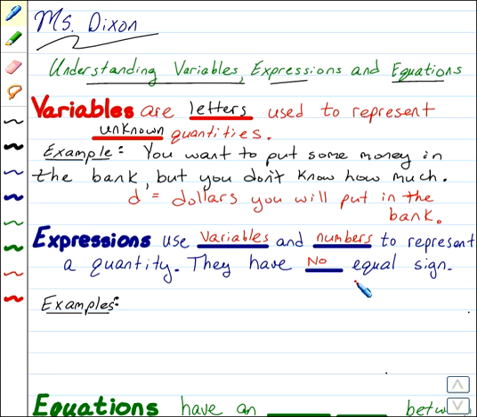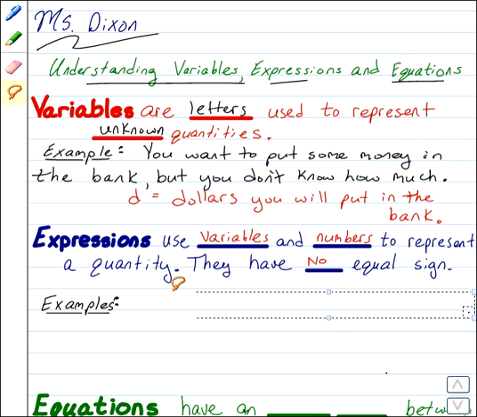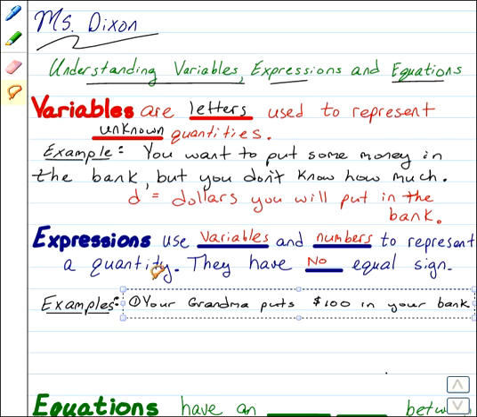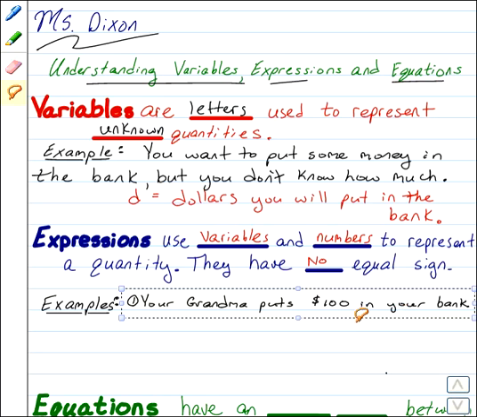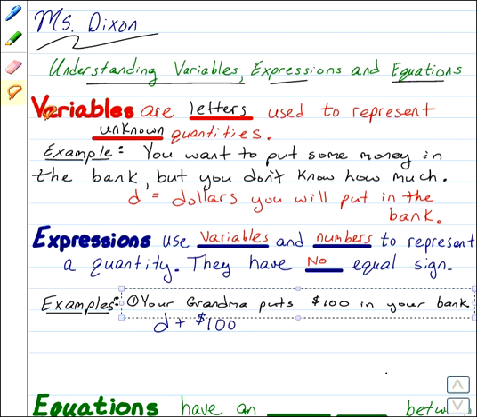It's an equation. For example, say my grandma puts, or your grandma puts $100 in your bank account. You still don't know how much you're going to invest, but you do know that your grandma has $100 in there, and it's $100 more than you did. So you might express the amount that's going to be in your bank as D plus the $100 that your grandma invests.